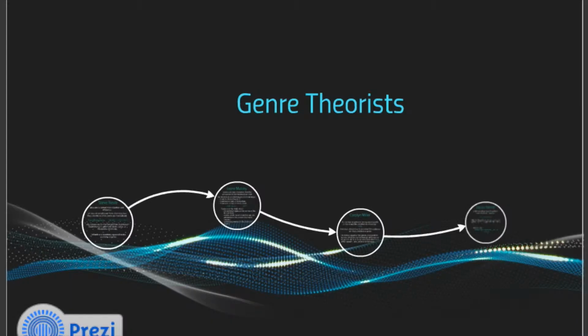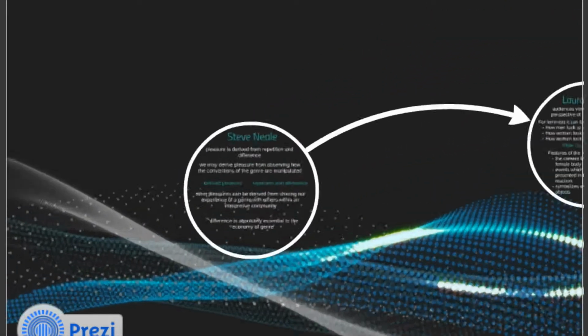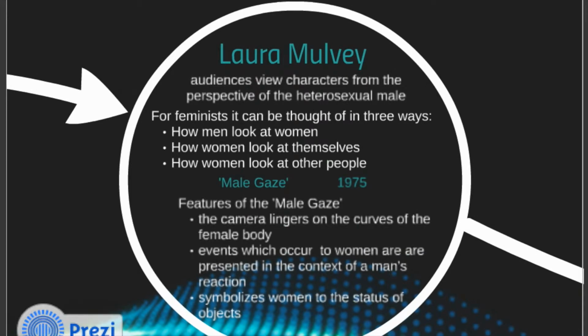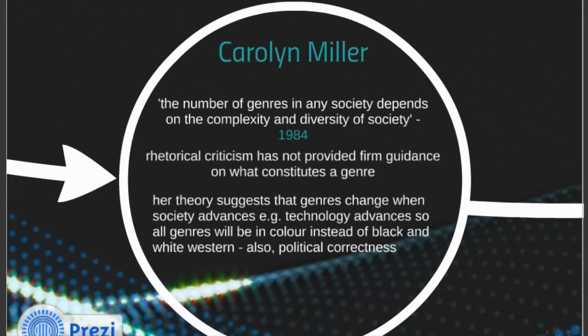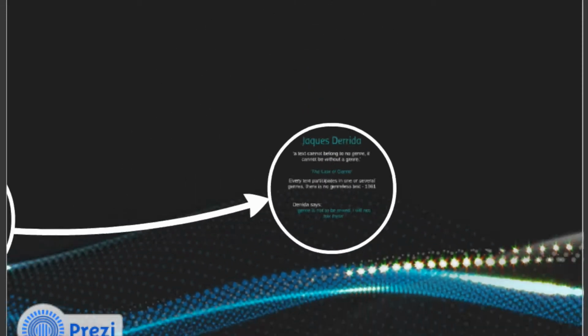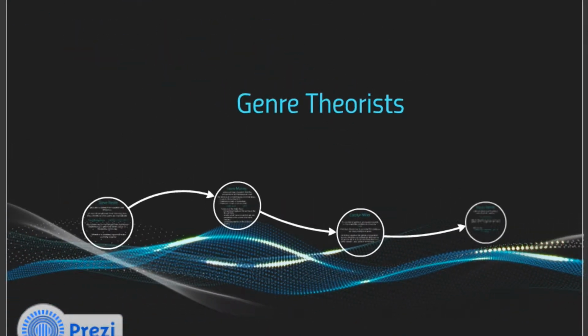With regard to the genre, we created a Prezi to show different theorists and what their views were with specific genres. Some of the theorists that we looked at include Steve Neal, Caroline Miller, and Jacques Derrida. The Prezi enabled us to present the information in a clear and interactive way, which is also easy to navigate.